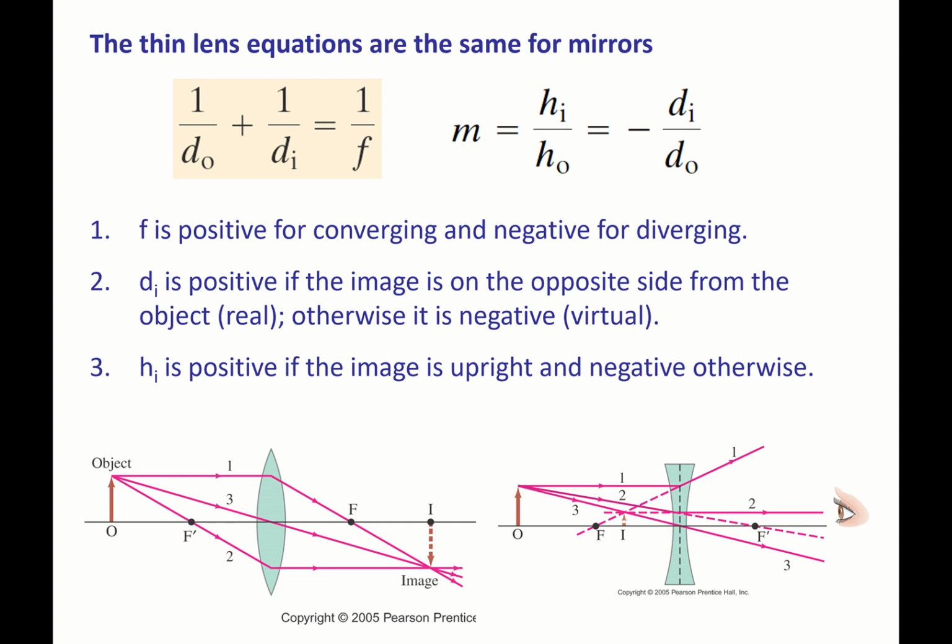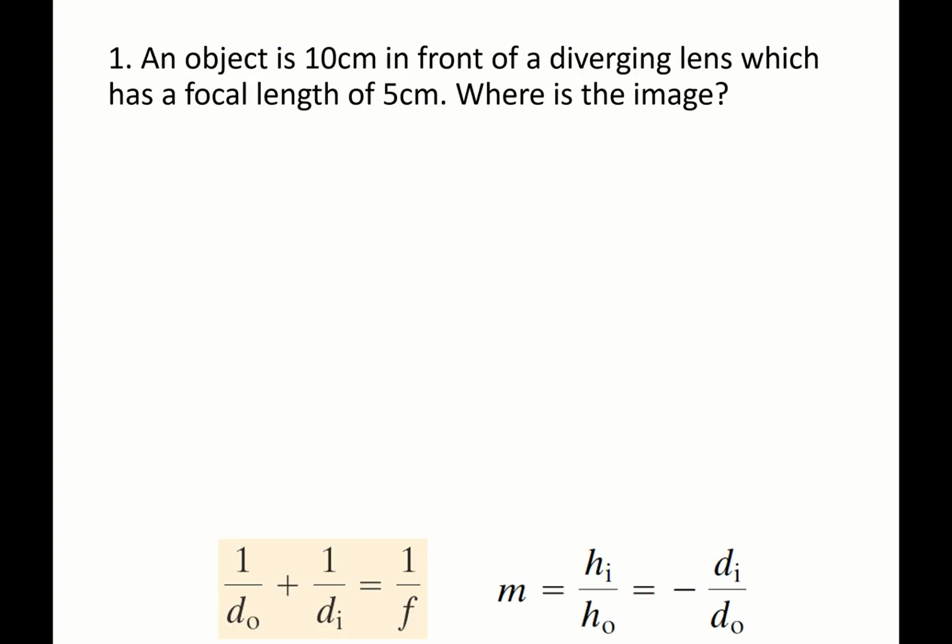So we did some quick sketches and some sample calculations with letters for DI and DO in the last lecture. Let's do some calculations with numbers. So I've got an object 10 centimeters in front of a diverging lens which has a focal length of 5 centimeters. Where is the image? So reading this, the object is 10 centimeters, so DO is 10 centimeters, in front of a diverging lens with a focal length of 5 centimeters. So focal length, F, is 5 centimeters.